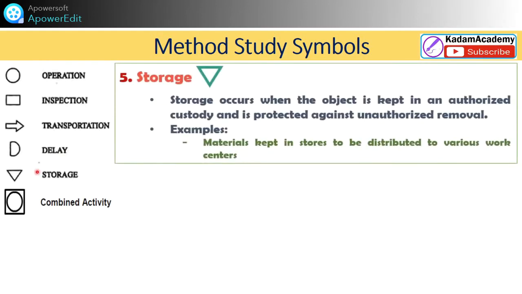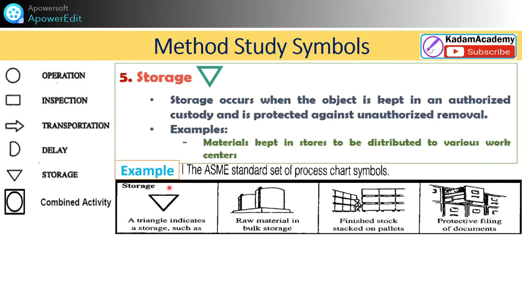And the fifth one is the storage, represented by this triangle. Storage occurs when the object is kept in authorized custody, or is protected against unauthorized removal. So material kept in stores, to be distributed to various work centers, is where it will be kept. That is the storage, represented by a triangle.